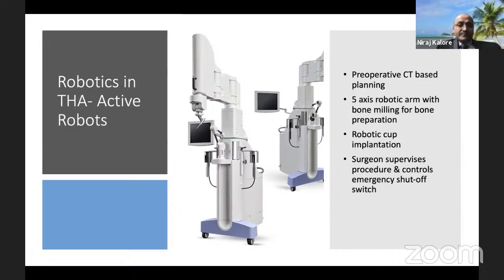But the bone milling can be very precise because it's robotically controlled. It also helps with the cup implantation. The surgeon basically is supervising here, just looking at the robot and having an emergency shut off switch in his hand in case something goes wrong, and of course irrigating.